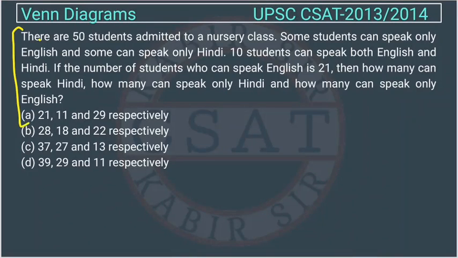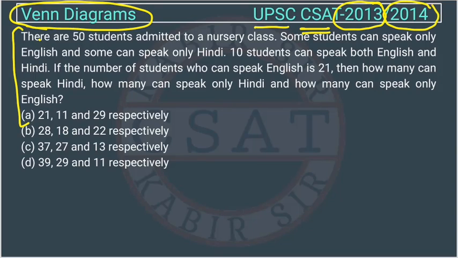This is a question of reasoning from the unit Venn diagram asked by UPSC in CSAT paper. See, this question is asked in 2 years. This is asked in 2013 also, and the same question is asked in 2014 also, right? So previous year questions are also repeated many times in UPSC. So we should always solve the previous year questions.